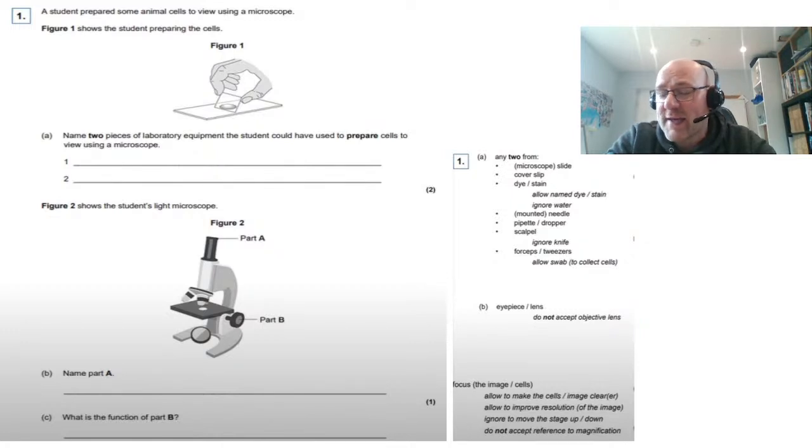Eyepiece or lens, yeah, you can say lens, Sophie, so you were right there. You could just say eyepiece or lens or eyepiece lens.